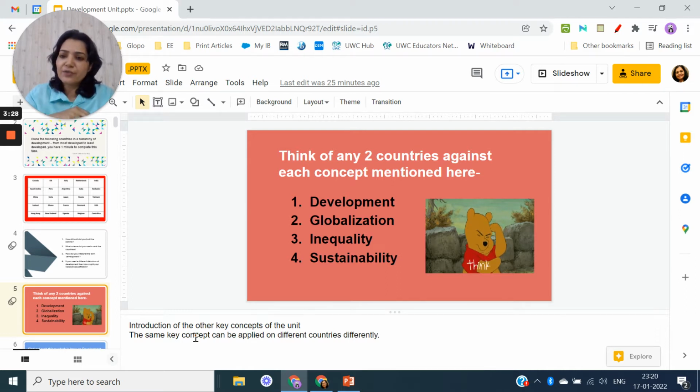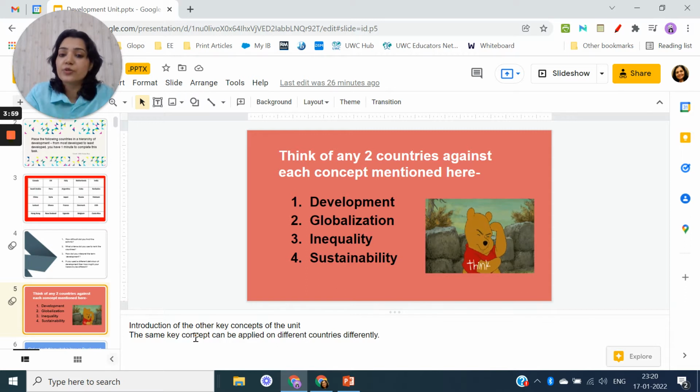Apart from this one, I give you the second brain exercise. You have to quickly think about two countries against each concept mentioned here. For development, what could be the two countries? If you are asking me, I may think of Korea or Singapore. In case you give me globalization, I may think of Vietnam, I may think of Brazil. Inequality, I may think of India, Russia.